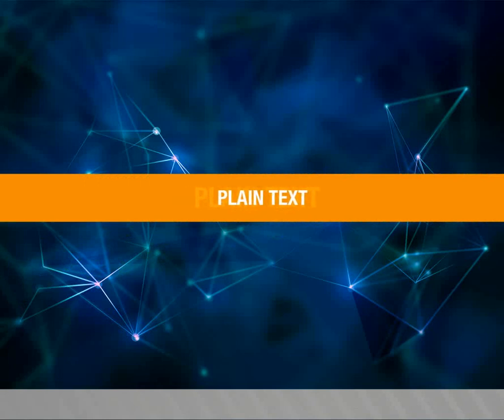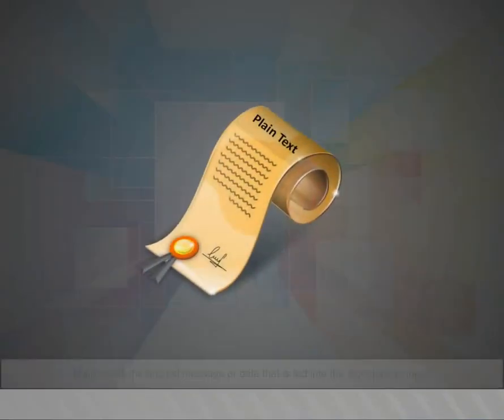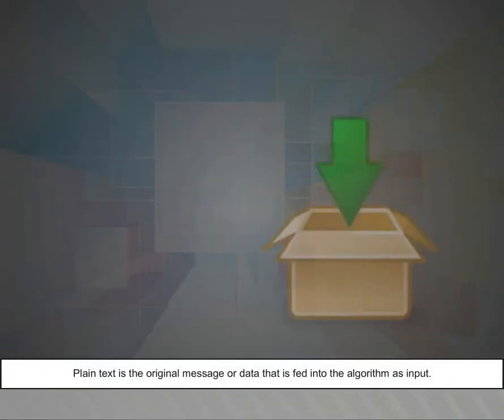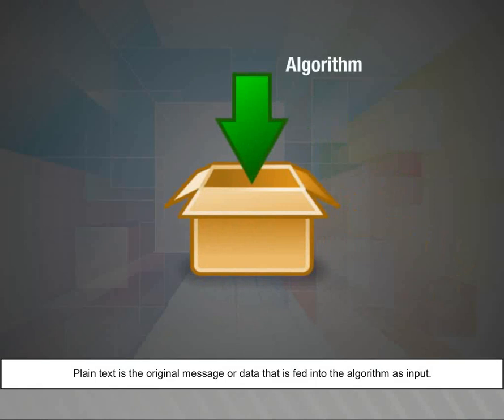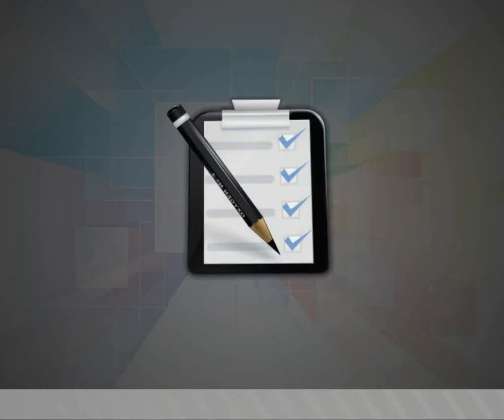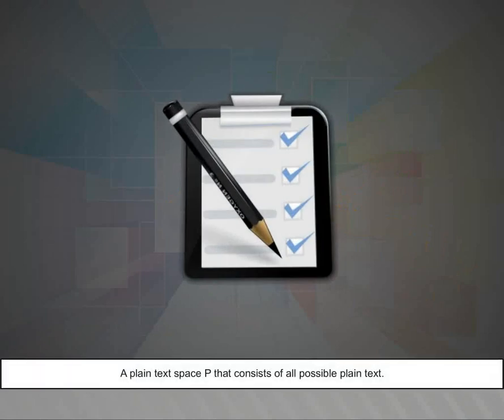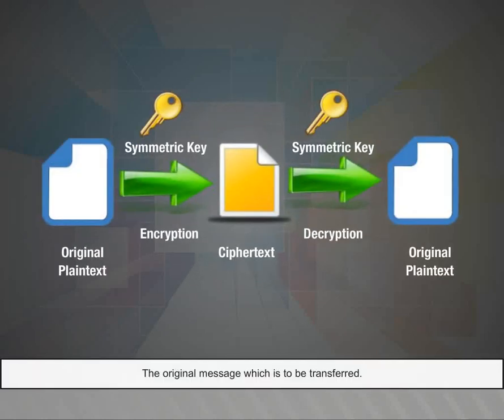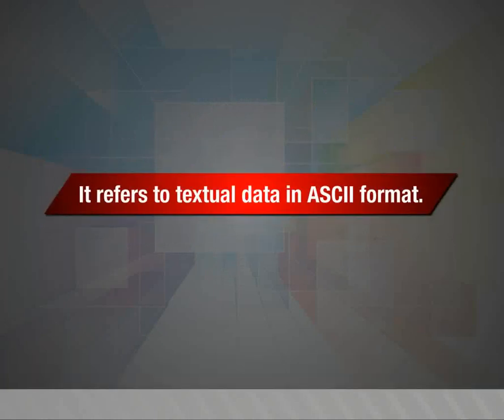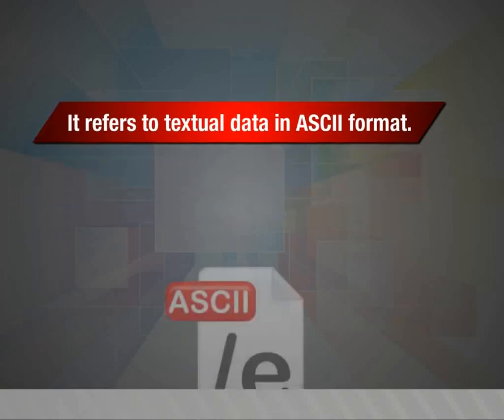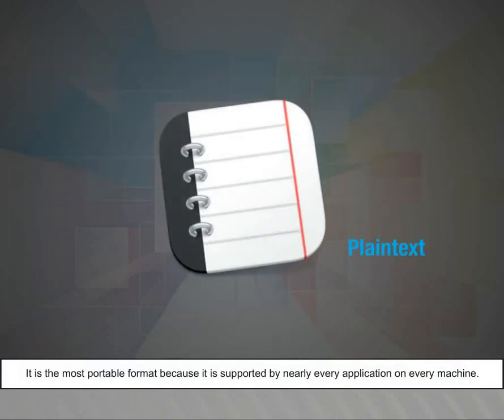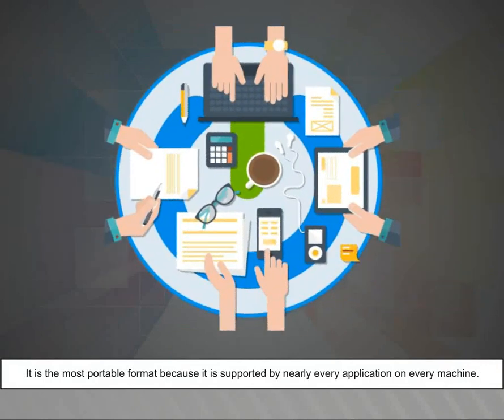Plain text. In this video, we are going to see about plain text. Plain text is the original message or data that is fed into the algorithm as input. A plain text space P consists of all possible plain text. The original message which is to be transferred. It refers to textual data in ASCII format. It is the most portable format because it is supported by nearly every application on every machine.